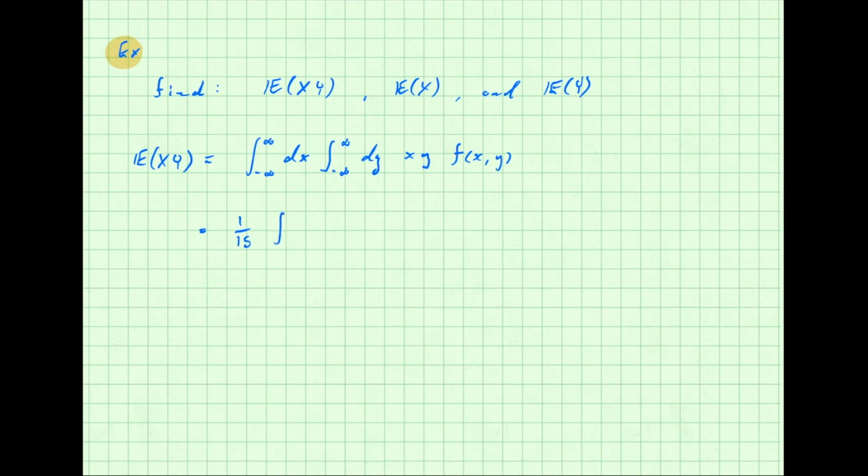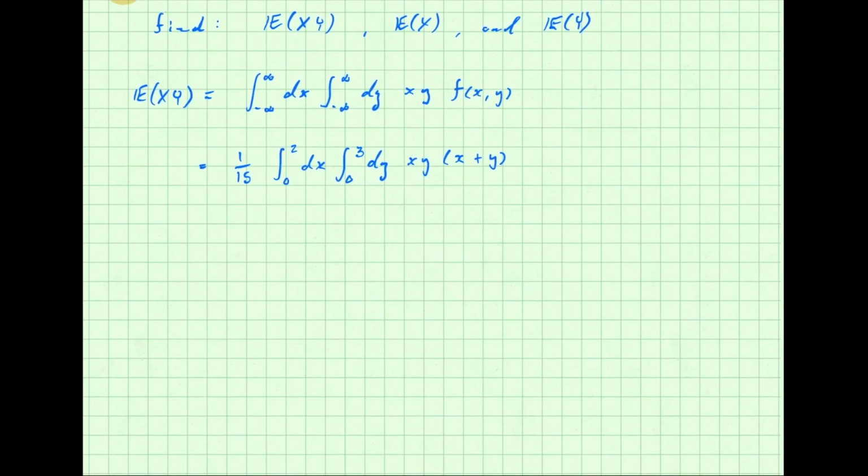So I have the integral from 0 to 2 in x, and the integral from 0 to 3 in y, and I have x times y, times x plus y. That 1/15 times x plus y is the joint density function. Now we'll just go ahead and do this. Now it's just an integration problem.